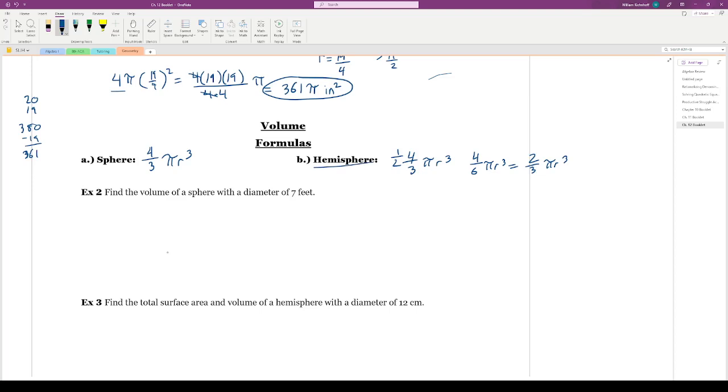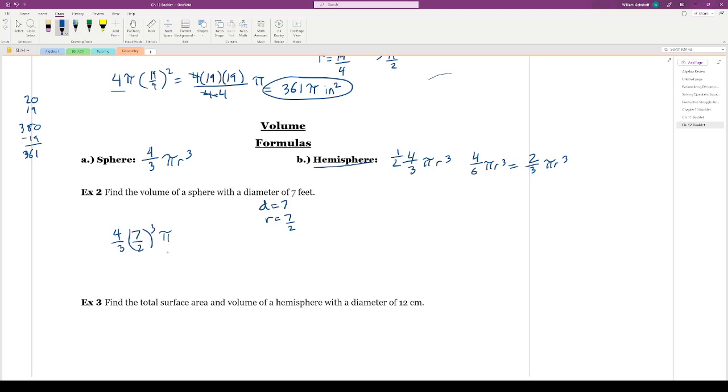Okay, so they say find the volume of a sphere with a diameter of 7 feet. So d is 7, meaning r is 7/2. And we're going to use this formula right here. So we have 4/3 times 7/2 cubed times pi. So just rearranging it to put the numbers together and pi at the end.